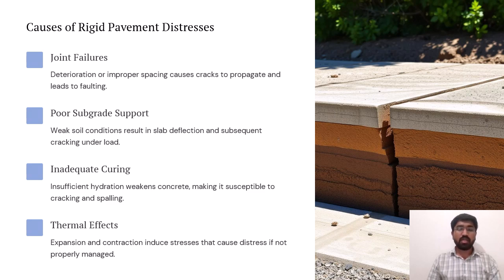Third, inadequate curing. Insufficient hydration weakens concrete, making it susceptible to cracking and spalling. Fourth, thermal effects. Expansion and contraction induce stresses that cause distress if not properly managed. For example, water seepage into joints causes long-term corner cracking due to freezing and thawing during winter nights.